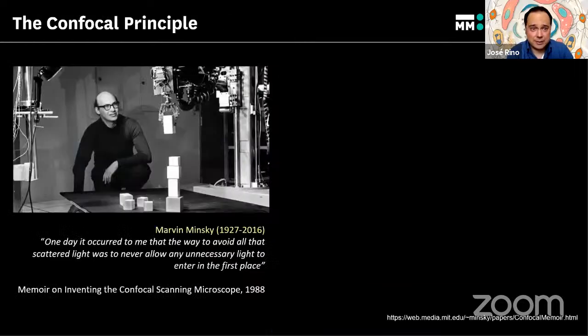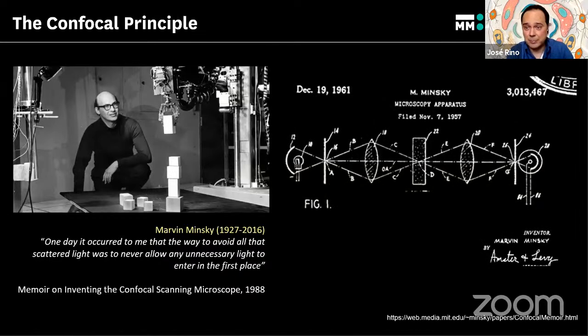And this was something that many people thought about over the years. One of them was Marvin Minsky, a name that you might associate with artificial intelligence, robotics. He was a brilliant scientist. He's credited as being the inventor of the confocal microscope. He certainly filed a patent for it in 1957 that you can see here. And the idea that occurred to him was that the way to eliminate all of this out-of-focus light was never to allow it to reach the detector in the first place.